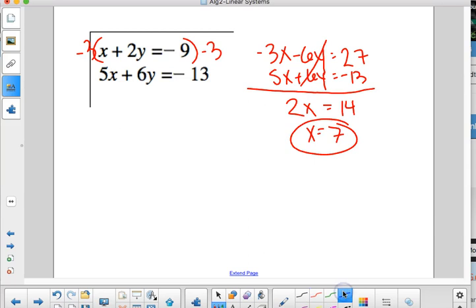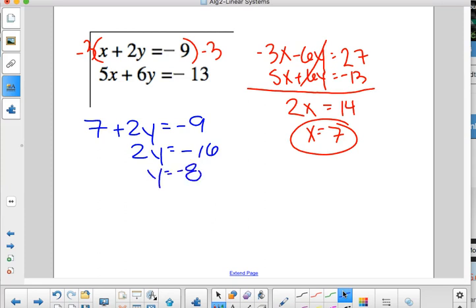Once we have our x, how do we find the y that goes with it? Plug it in. Go back to one of the originals. So should we use our first one or our second one? I would use the first one just because it's smaller numbers. So 7 plus 2y equals negative 9. What do you move next? Move the 7, so 2y equals negative 16. Y is not 8, but negative 8.